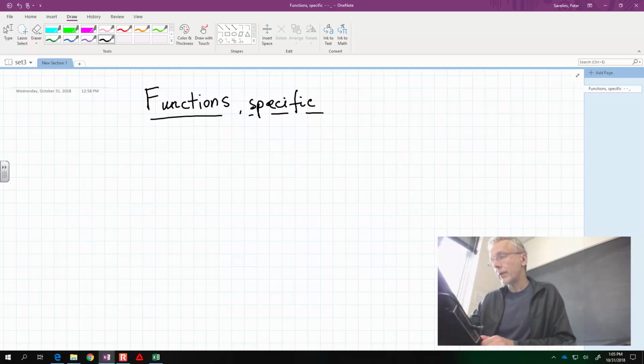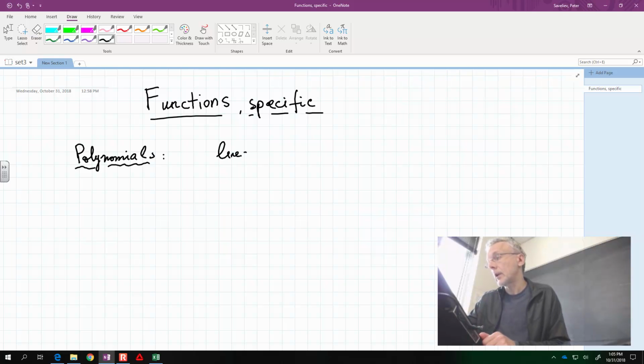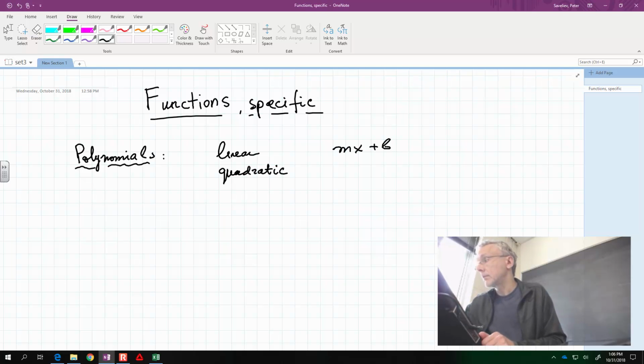So we'll start with the first class of functions, which is polynomials. We already had two classes of these polynomials in the recent past: linear polynomials and quadratic polynomials. So mx plus b, and a function f of x equal to ax squared plus bx plus c.